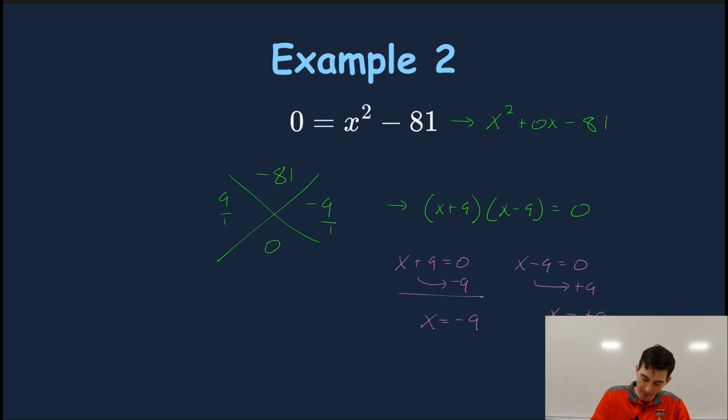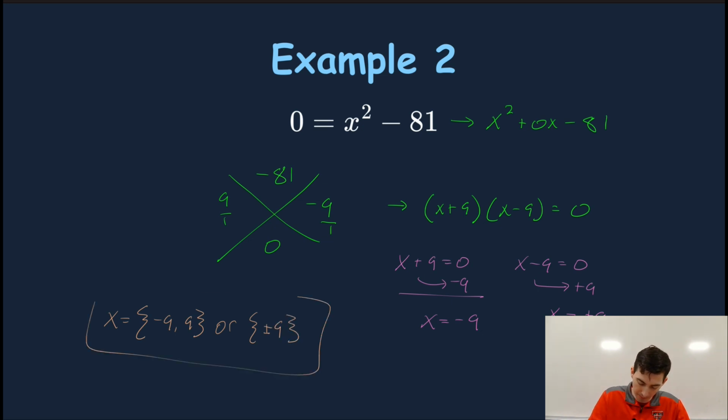And so to write them as a set, I'm going to say x equals negative 9, positive 9. Or we could also write it with this notation where we say plus or minus 9. That plus or minus sign is going to be important in future lessons, so just make sure you are okay with seeing that.